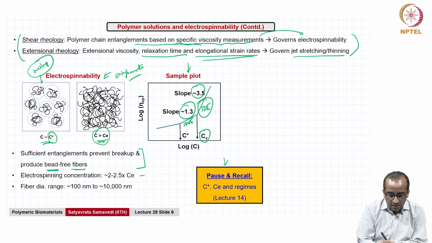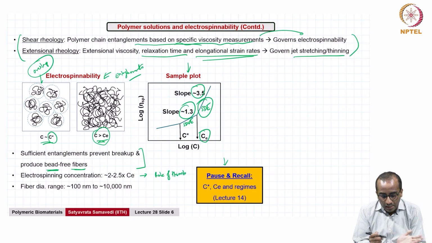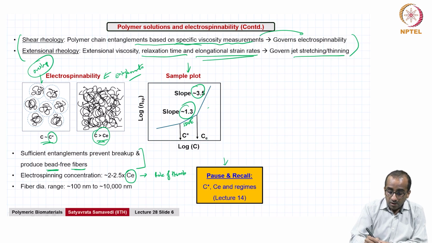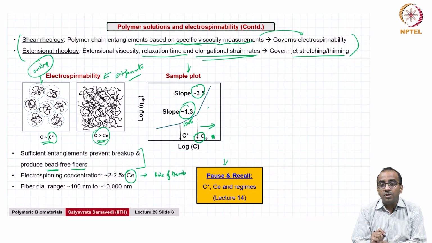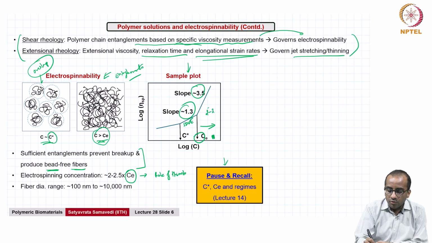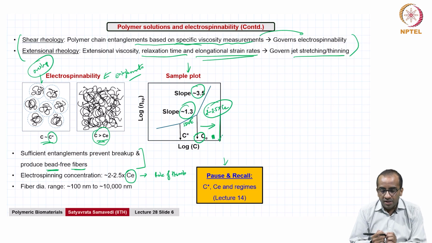The rule of thumb, and this is not an exact rule, is that an enormous amount of empirical evidence has shown that you have to be at least 2 to 2.5 times the critical entanglement concentration for you to be forming stable bead free fibers. So if this is Ce, you are somewhere here, well beyond Ce, to be able to electrospin and form bead free fibers. You are at 2 to 2.5 times Ce concentration.